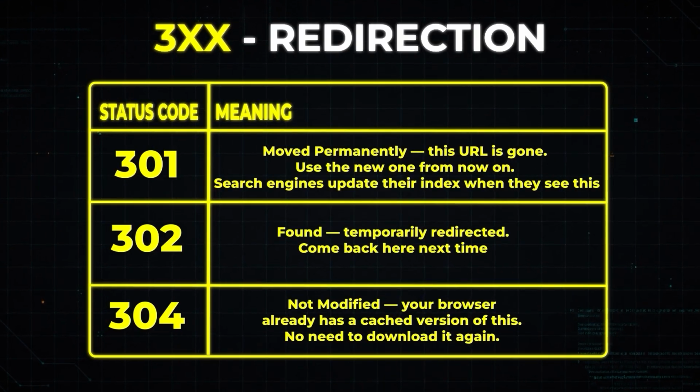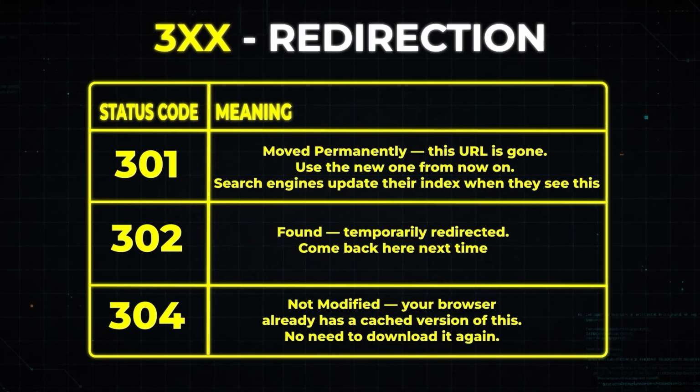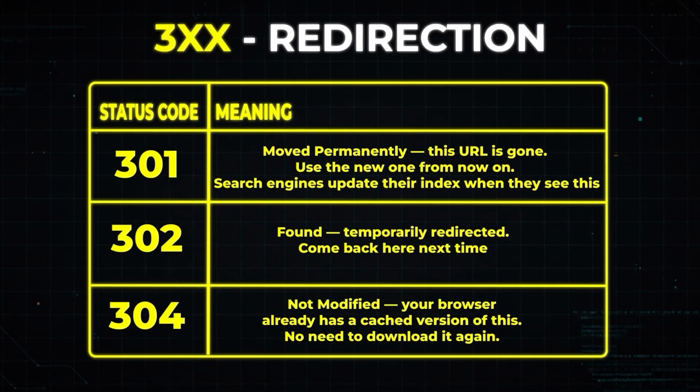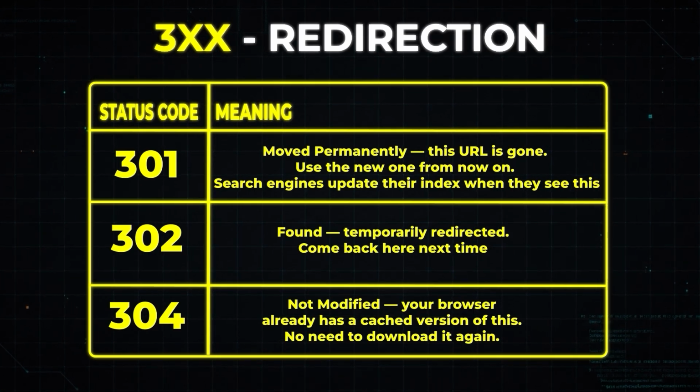302 found, temporarily redirected, come back here next time. This is basically like saying, "Come back tomorrow." Next one, 304 not modified. This means your browser already has a cached version of this. You don't need to download it again. So this in a nutshell means look elsewhere.